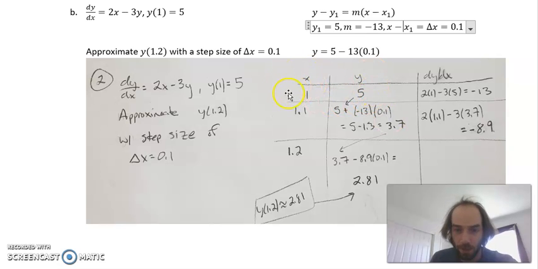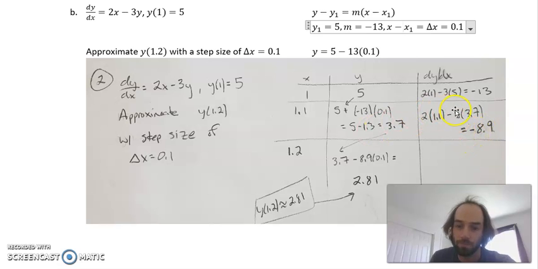Now I'm back in the same spot I was here. Once you figure this out, it's like, oh, just repeat this thing. And the numbers get worse. All right, so this one, I take 1.1 for my x value. So I do 2 times 1.1 minus 3 times, what's the y value? It's negative 3.7. So I get this.